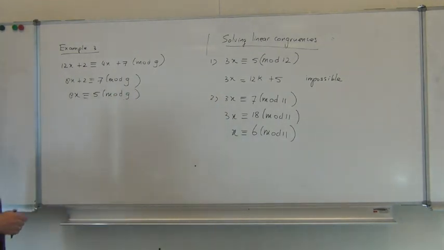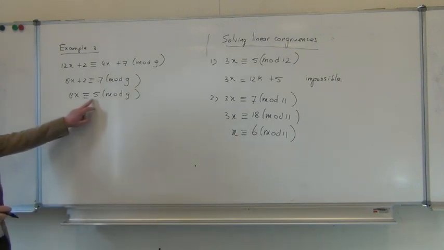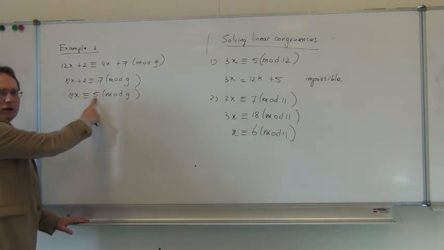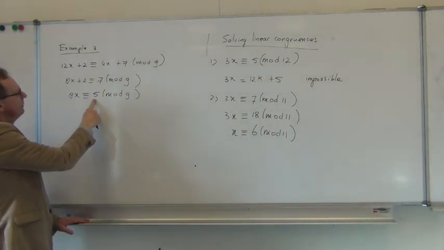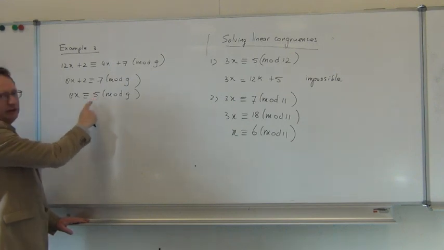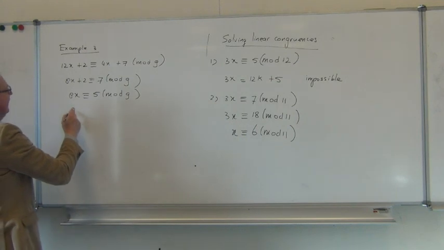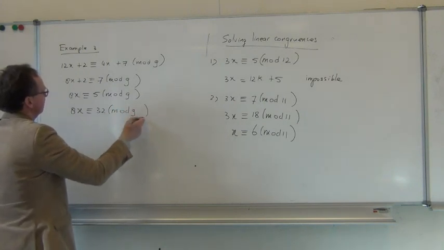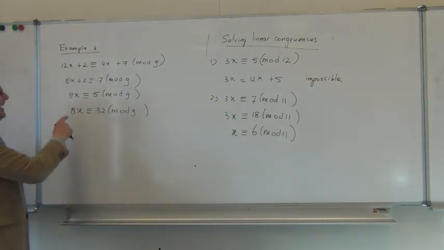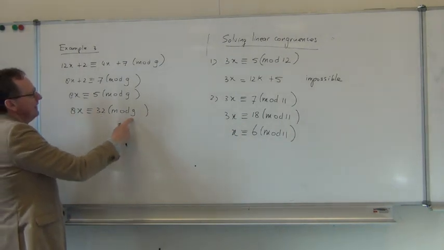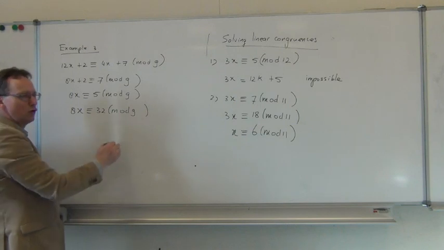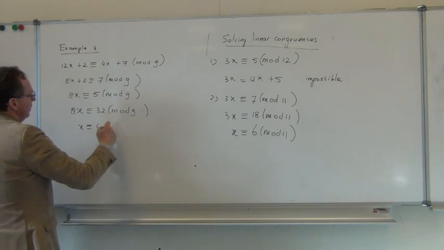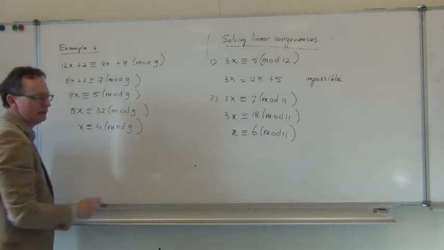Clearly 5 cannot be divided by 8, but maybe we can find another congruence class so that it can be divided. We have 5, 14, 23, 32. So 8x congruent 32 modulo 9. Now we would like to divide by 8. We have to be a bit careful because of 9 and 8. Can we do that? Yes, because 9 and 8 have no common primes. So then we can say x is congruent to 4 modulo 9, and this is actually solving the linear congruence.